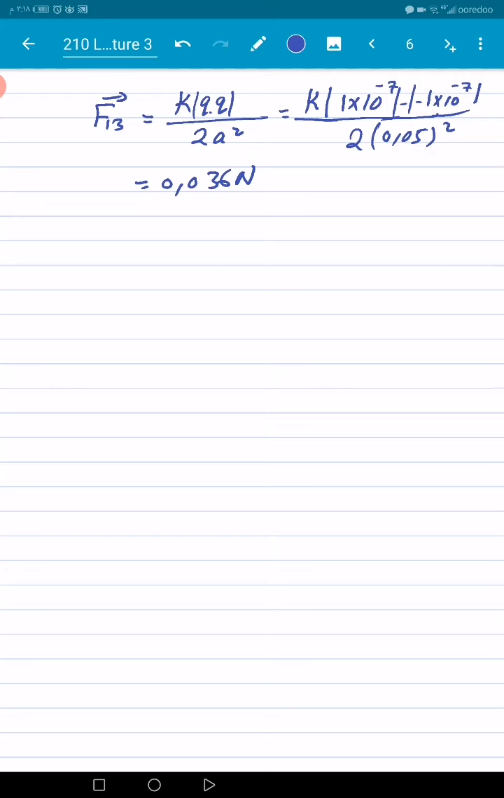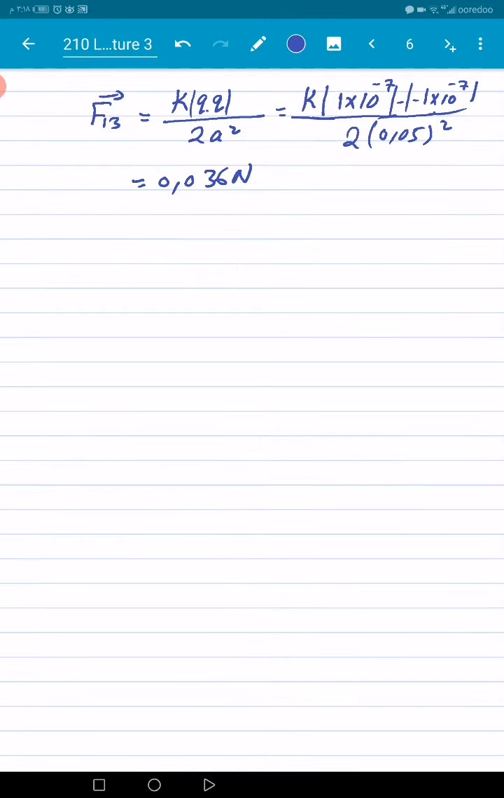So now we have the important things. The value of F12, the value of F14, the value of F13. So that is important, but you cannot add them together.